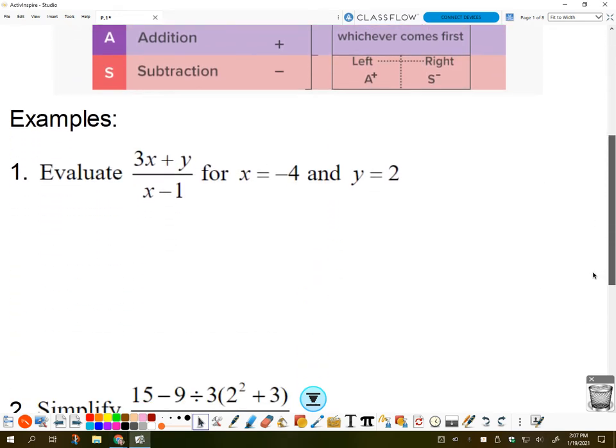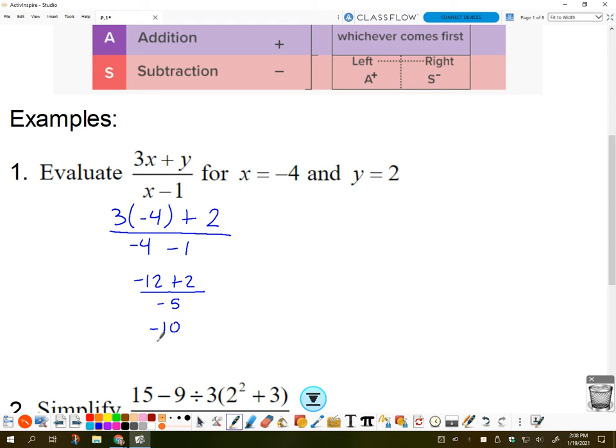Okay, so some examples. If we evaluate, first of all, that just means you're going to figure out what it is if you plug in a value. So evaluate usually means they're going to tell you what a variable is worth. So it's a good idea when you plug in values that you put them in parentheses, if they're negative especially. So our numerator is 3 times negative 4 plus 2, and our denominator is negative 4 minus 1. All right, so that gives us negative 12 plus 2 over negative 5. So negative 10, because negative 12 plus 2 is negative 10, over negative 5, which is just 2.